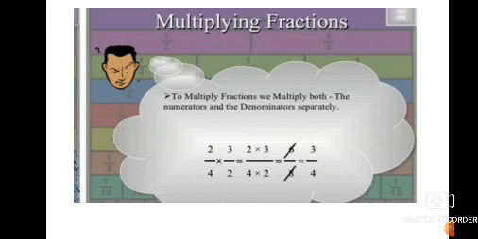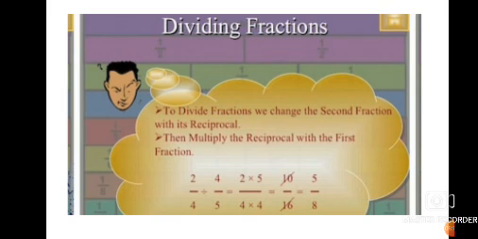Multiplying fractions. To multiply fractions, we multiply both the numerators and the denominators separately. We will multiply 2 with 3 and 4 with 2. 2 times 3 is 6, 4 times 2 is 8. We will check in what table both of them come together. Table of 2. 2 times 3 is 6, 2 times 4 is 8.